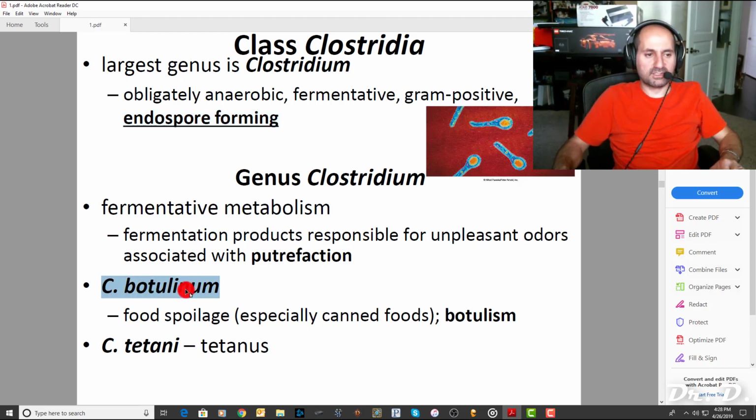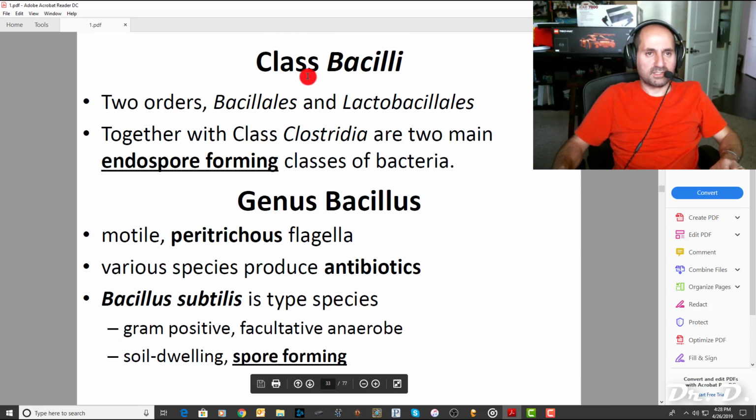I want to know that Clostridium botulinum causes food poisoning, or botulism. And I want to know that Clostridium tetani causes tetanus. Moving on to Bacillus, remember these are endospore forming and antibiotic producers.